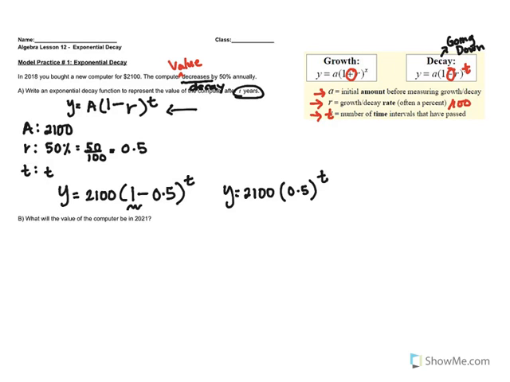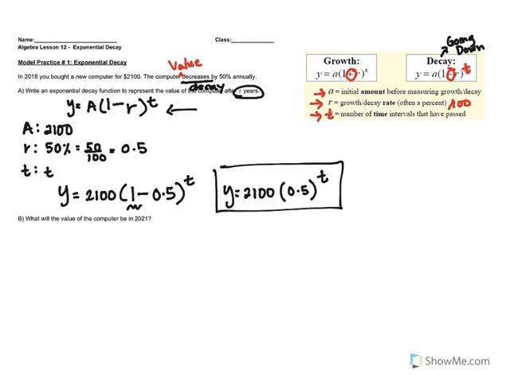Okay, so this 1 has now turned into a 0.5, which is something smaller, given that it's decaying and it's decreasing. If we were looking at growth, then whatever's inside of here should be bigger than 1 since we're adding to it. And this is something that's going to help you in the upcoming lesson after this one. Okay, so that's my equation. Now I'm going to go ahead and use my equation to answer what I have in part B.